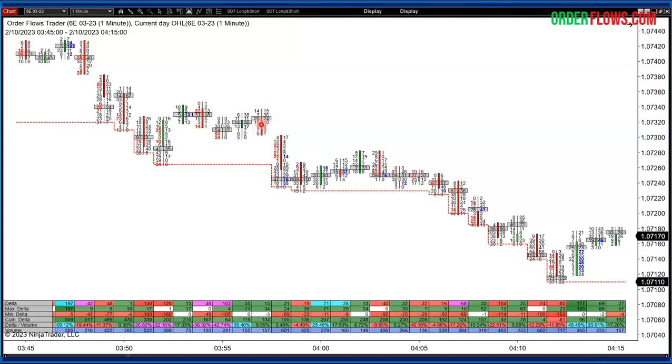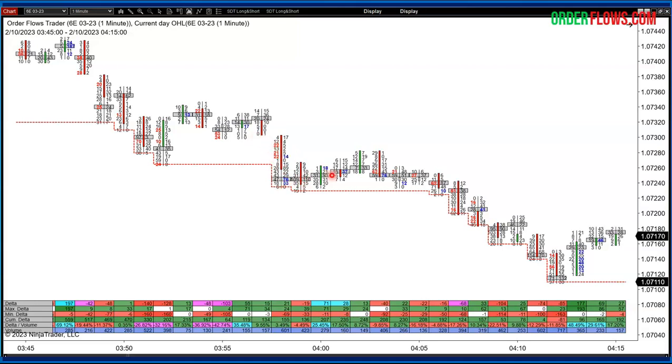Then you start seeing passive sellers come in, right? How do I know these are passive? Well, I just look at the delta for one, and second step is I look at the volume, 15, 36, 24. Highest volume on the bid side is 20. Then aggressive sellers coming in, followed by passive sellers coming in.